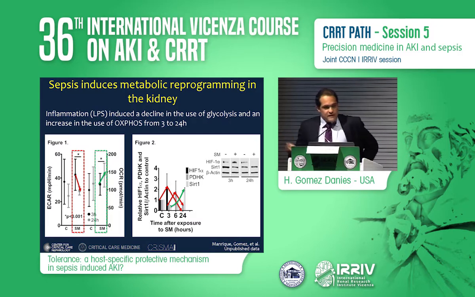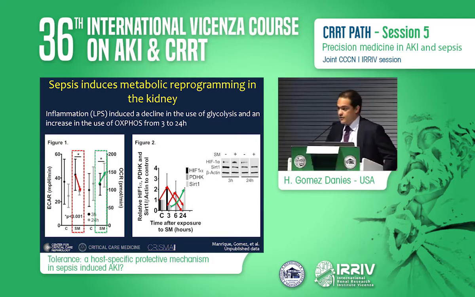Well, these are monocytes. What about the kidney? So we've looked at this, and our hypothesis was that perhaps the kidney behaved in a similar way. And we looked at what would happen to renal tubular cells in culture exposed to lipopolysaccharide in terms of the utilization of glycolysis and oxidative phosphorylation, thinking that they had the same biphasic behavior.